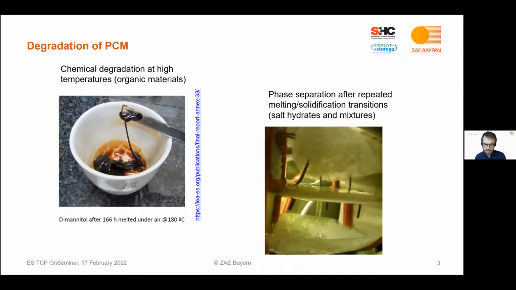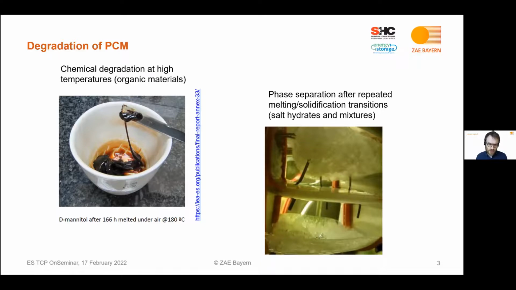So what can happen? Two examples of degradation on the left side. This is very popular for organic materials. Here the example is taken from the final report of the previous task phase.